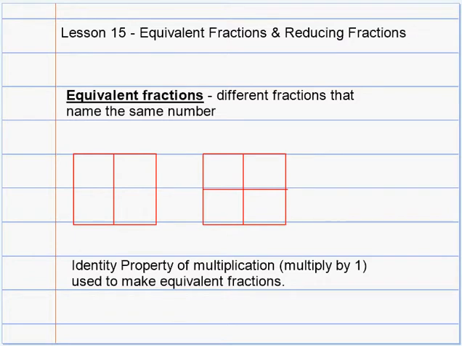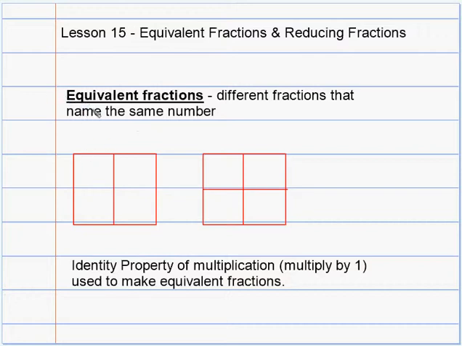Class, this is lesson 15, equivalent fractions and reducing fractions. Okay, so we've talked about this a little bit already, but please make sure this is in your notes. It's a good review for you to go through.